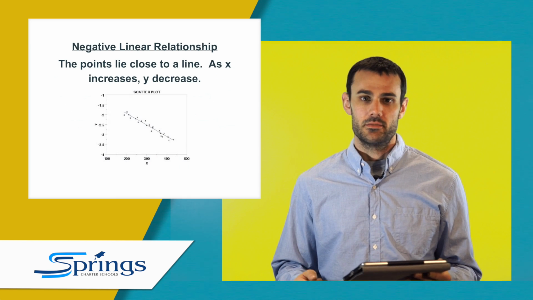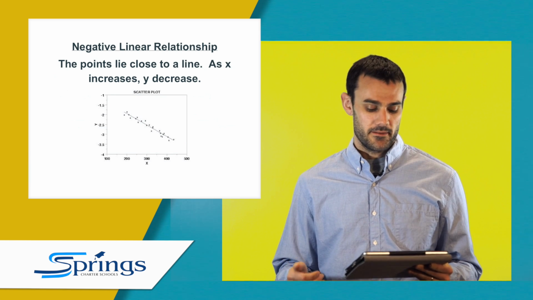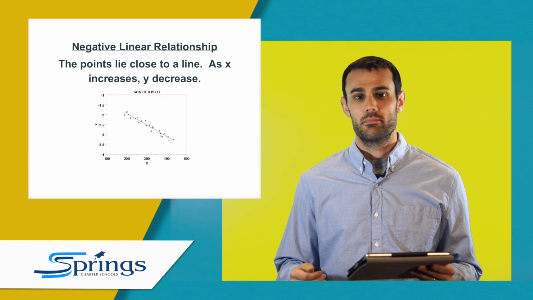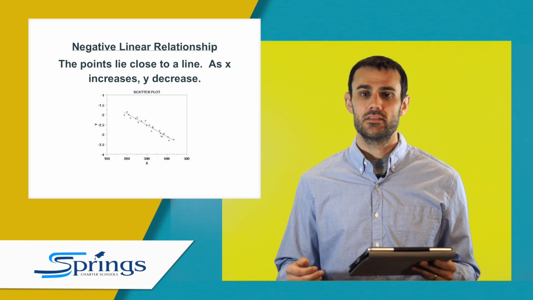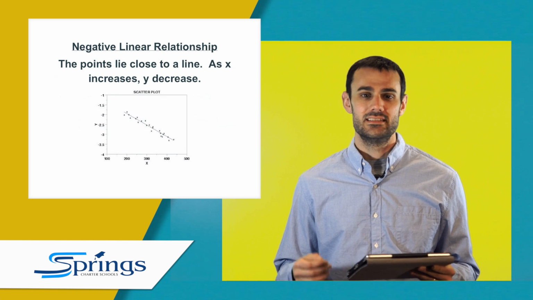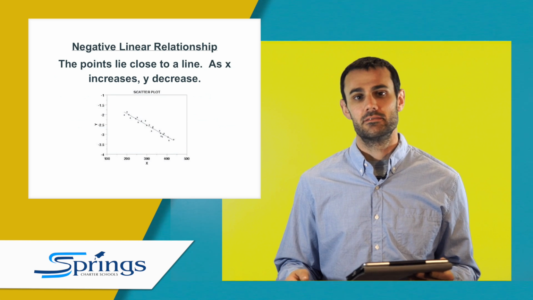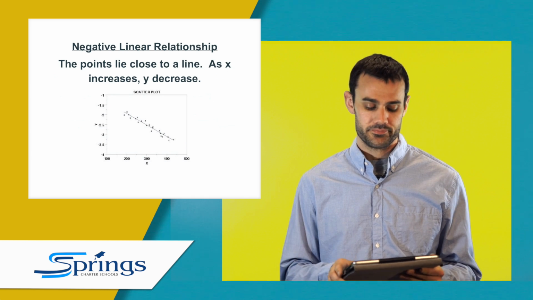Negative linear relationships. This would be the opposite of being profitable. This would mean that you're losing money in your business. And here we have a nice illustration that shows that our points are going toward a downward slope. The points lie close to a line, just like they do on a positive relationship, but as x increases, our y value is decreasing. And that's really the big difference between positive and negative linear relationships on a scatter plot.